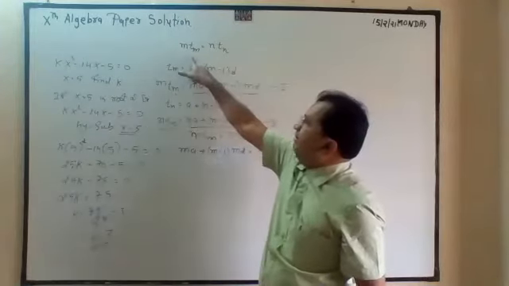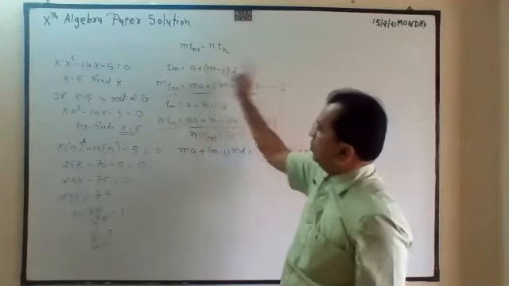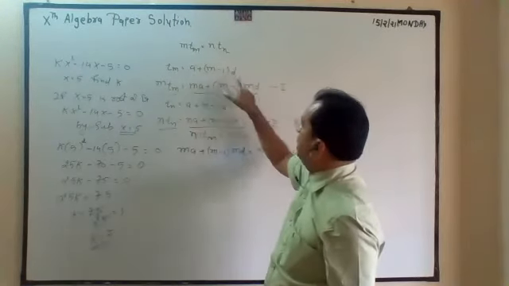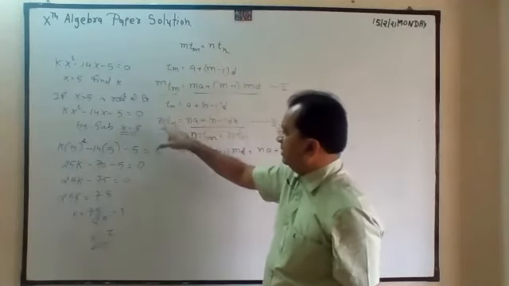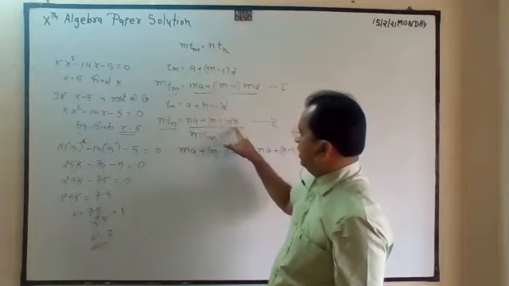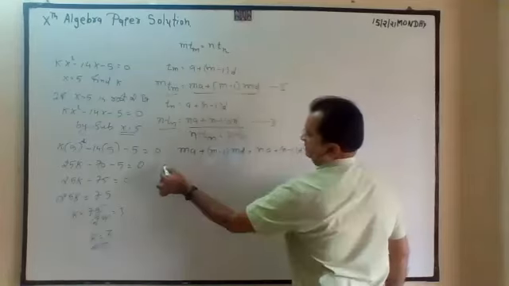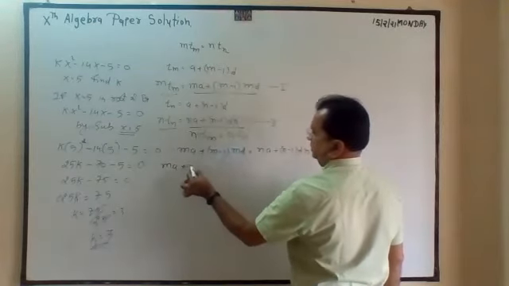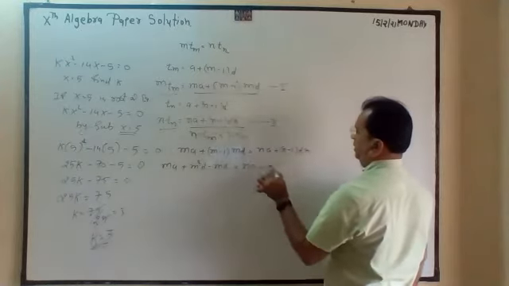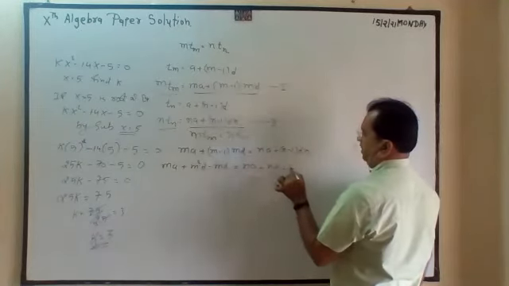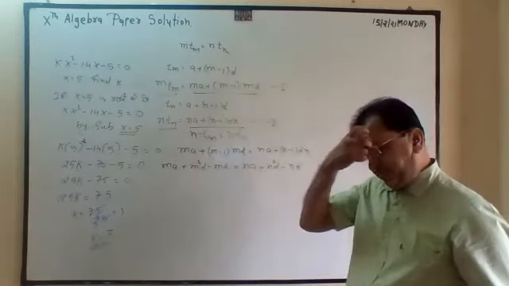Again, m Tm is equal to n Tn, given. So first I got Tm is a plus (m minus 1)d, all multiplied by m, that is ma plus m(m minus 1)d. Then Tn is a plus (n minus 1)d, all multiplied by n, that is na plus n(n minus 1)d. These two are equal. Now open the bracket. ma plus m square d minus md is equal to na plus nd minus n square d minus nd. Just open the bracket.